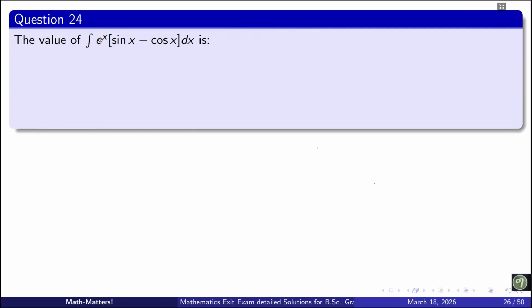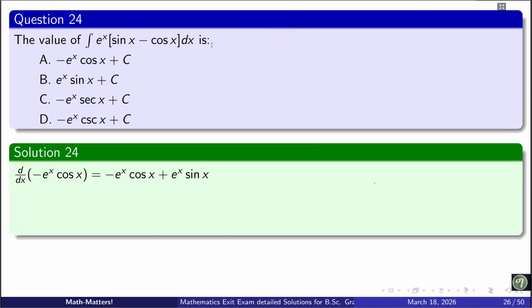Next, the value of the integral of e to the power of x times (sine x minus cosine x) dx is... Let us take this option, that is, the derivative of minus e to the power of x cosine of x. If we apply the derivative of the product of the functions, this is the first function, minus e to the power of x, kept as itself, multiplied by the second one, cos x, plus the derivative of the second. The derivative of cosine of x is minus sine x, multiplied by minus e to the power of x. Minus times minus is positive, so e to the power of x sine x. If we factor out e to the power of x as the common factor, we have e to the power of x times (sine x minus cosine x).